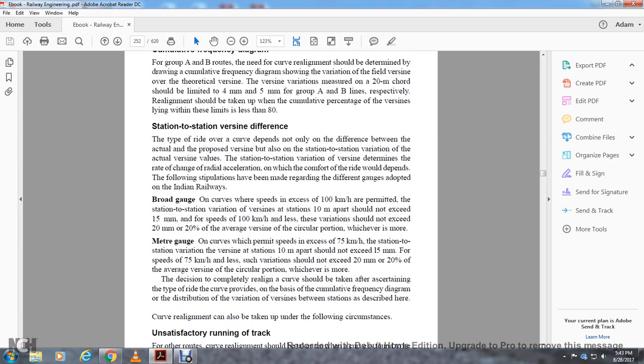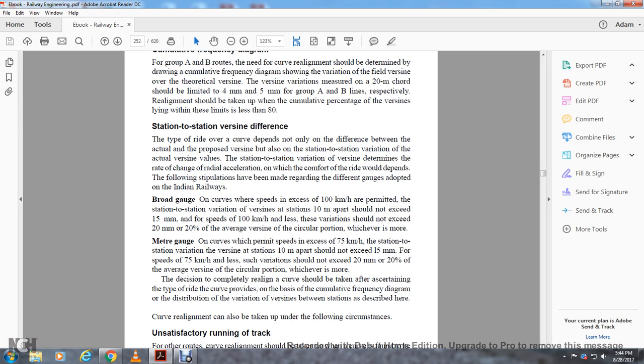Station to station versine difference. The type of ride over the curve depends not only on the difference between the actual and proposed versine, but also on the station to station variation of the actual versine values. The station to station variation of versine determines the rate of change of radial acceleration, on which the comfort of the ride depends. The following stipulations have been made regarding the different gauges adopted by the Indian Railways.